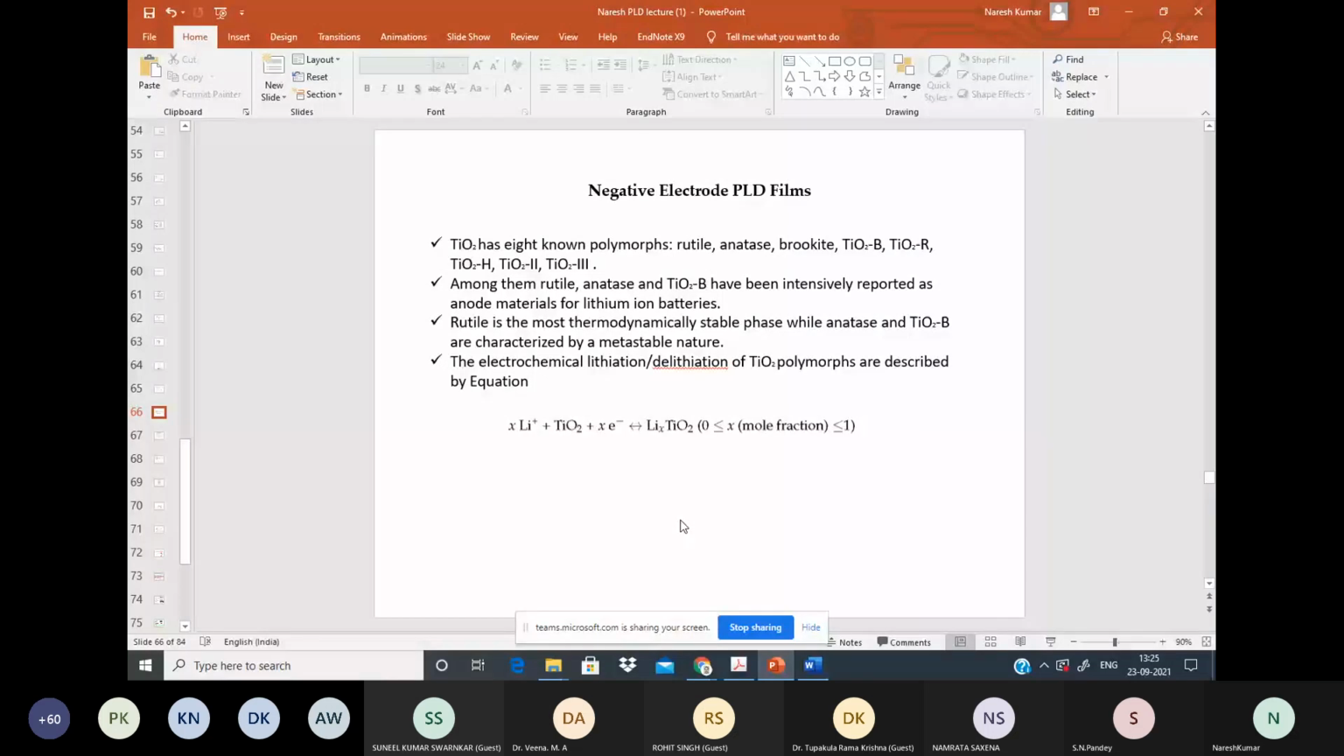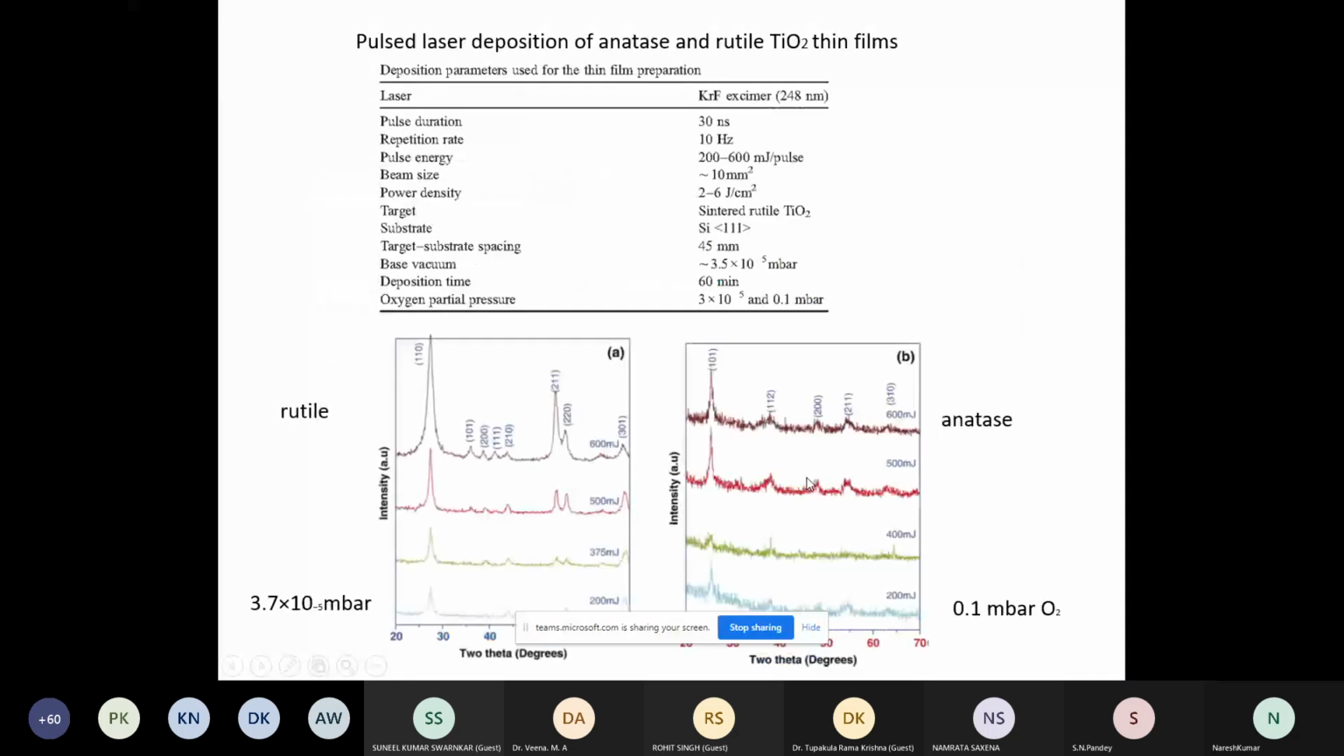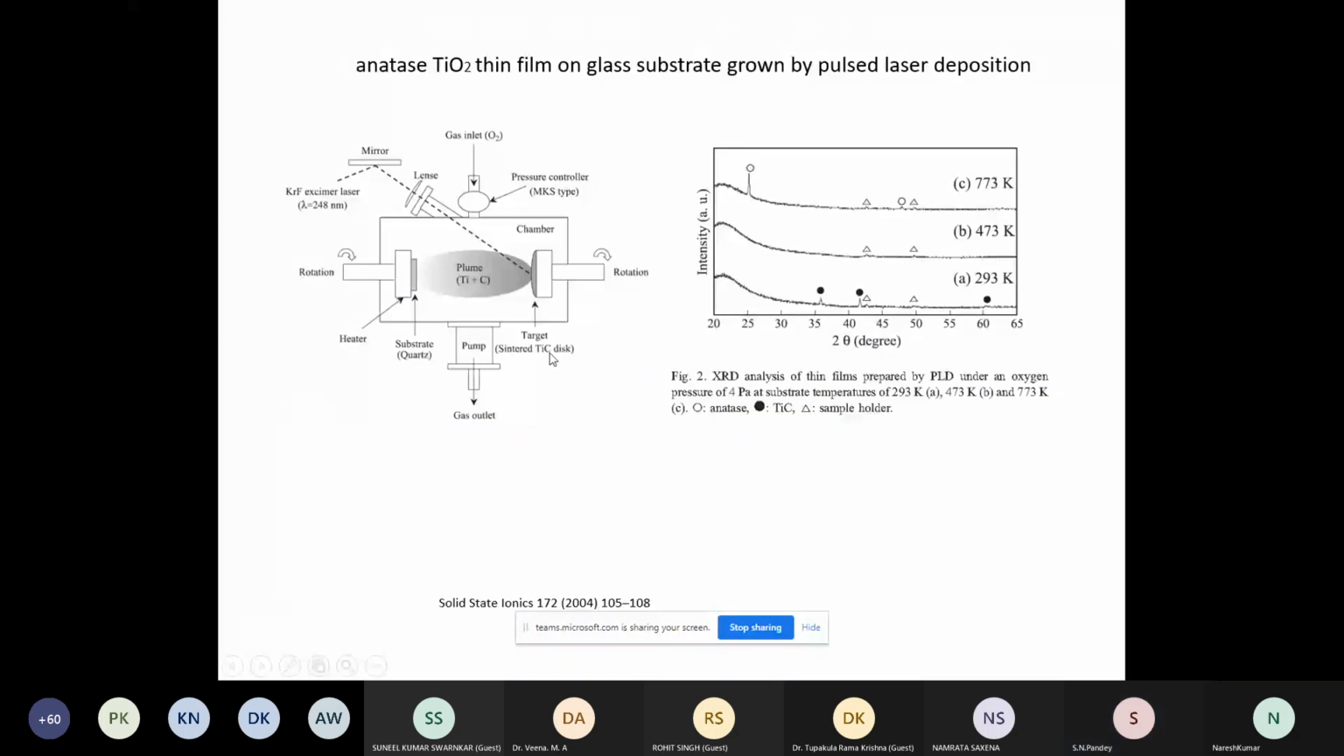Now, one can easily grow or control the rutile or anatase phase in titanium oxide based on process parameters. Here, thin films of titanium oxide were prepared, and when deposited in vacuum, they have the rutile phase. But if deposited in the presence of oxygen, it gives you the anatase phase. So one can easily tune the desired phase just by controlling the oxygen atmosphere in the chamber. In addition, it can also be controlled by using different temperatures.